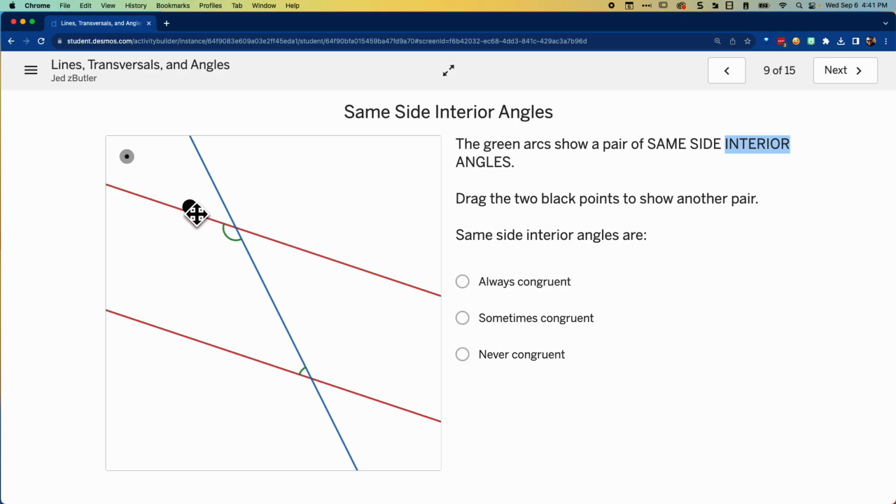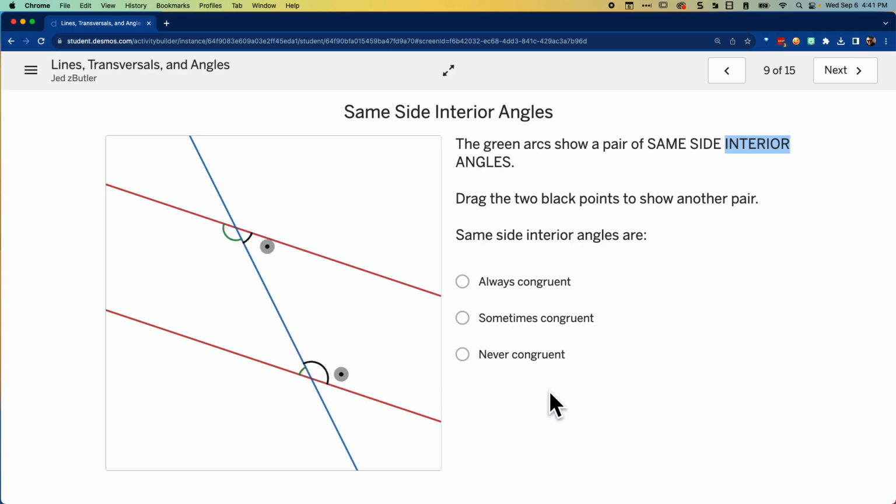So where else do I have another relationship where I have two angles on the same side of the blue line? Now I'm putting them on the right. And this could be same side, but they're not interior because one's outside of the red lines and one is inside. Or like here, one's outside and the other one's outside. So same side interior is going to be right there, those two angles, kind of like the green ones.